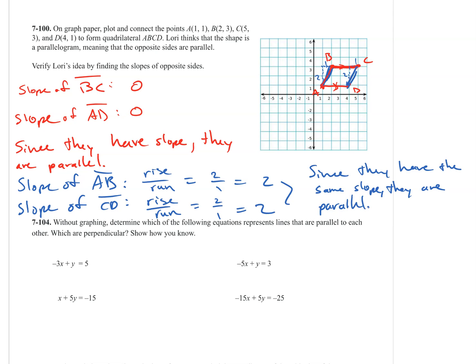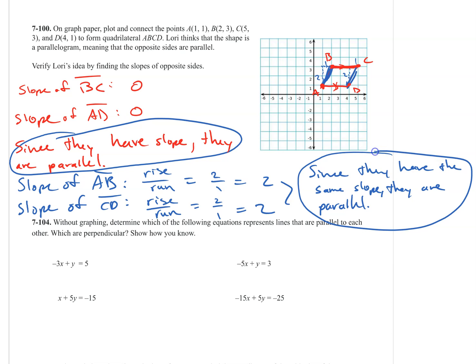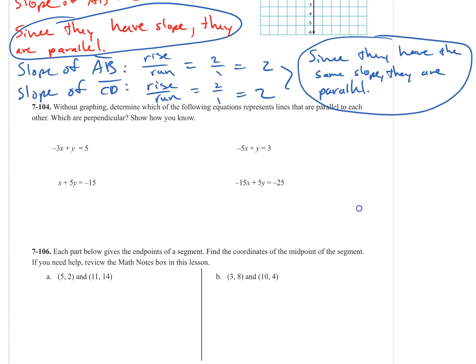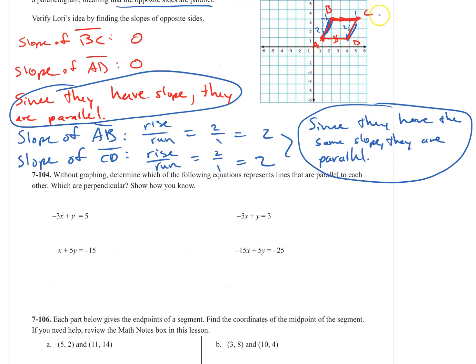Okay. All right, now we have one pair of opposite sides parallel, and both pairs of opposite sides parallel. So our conclusion was it's a parallelogram. These two sides are parallel, those two sides are parallel, therefore parallelogram.